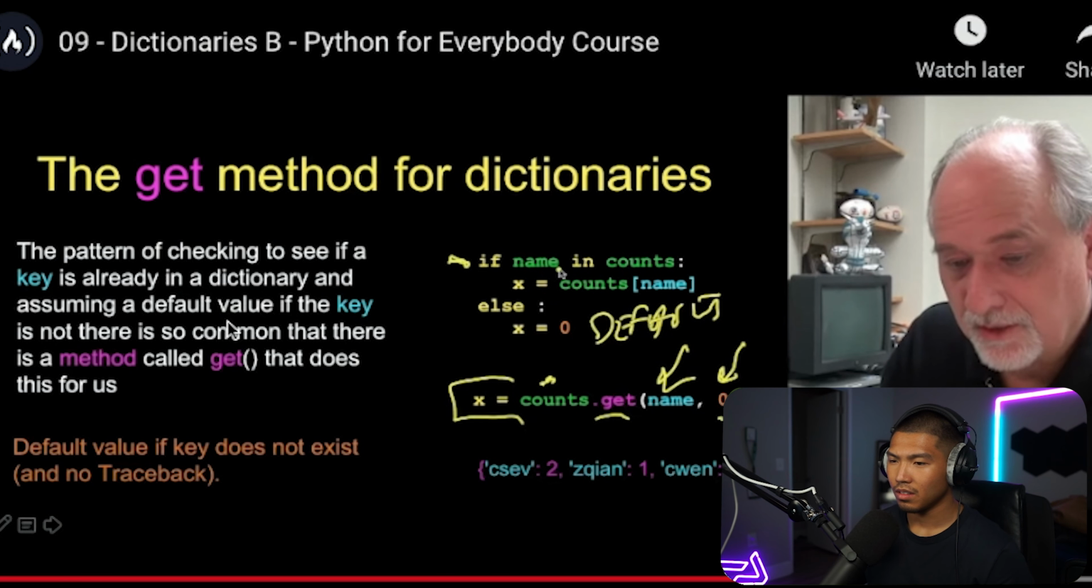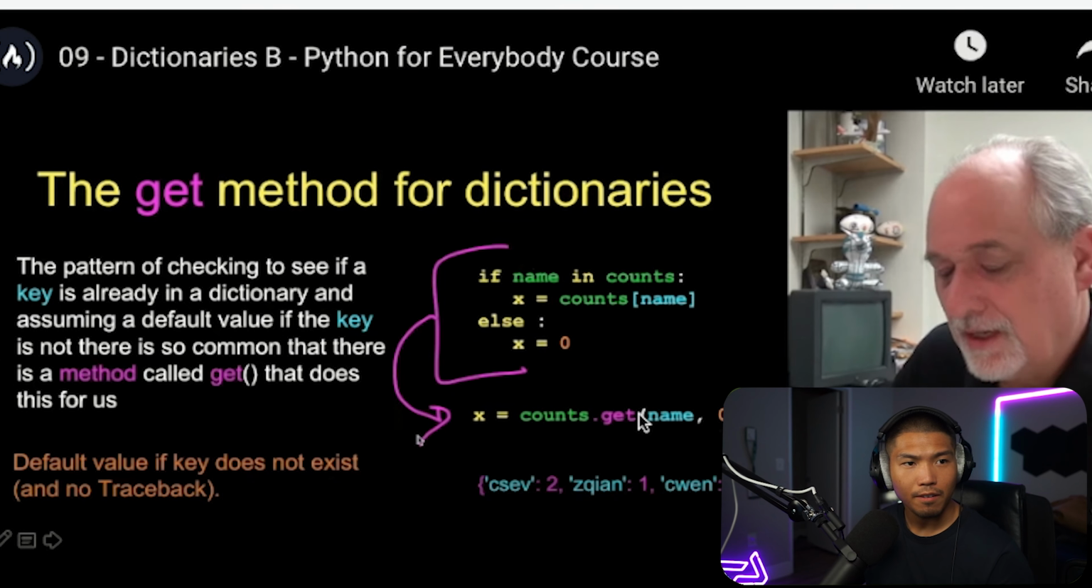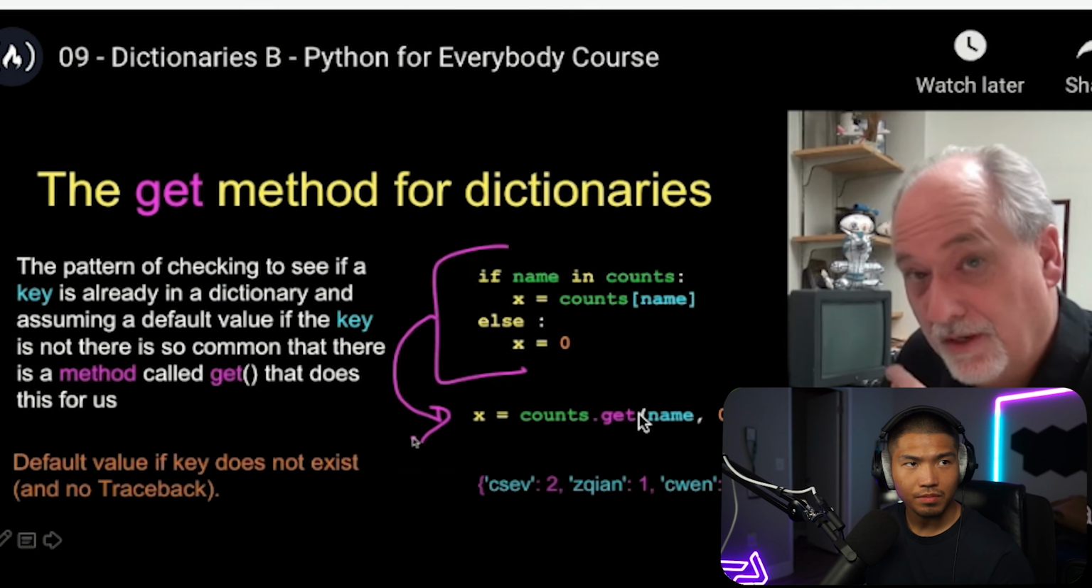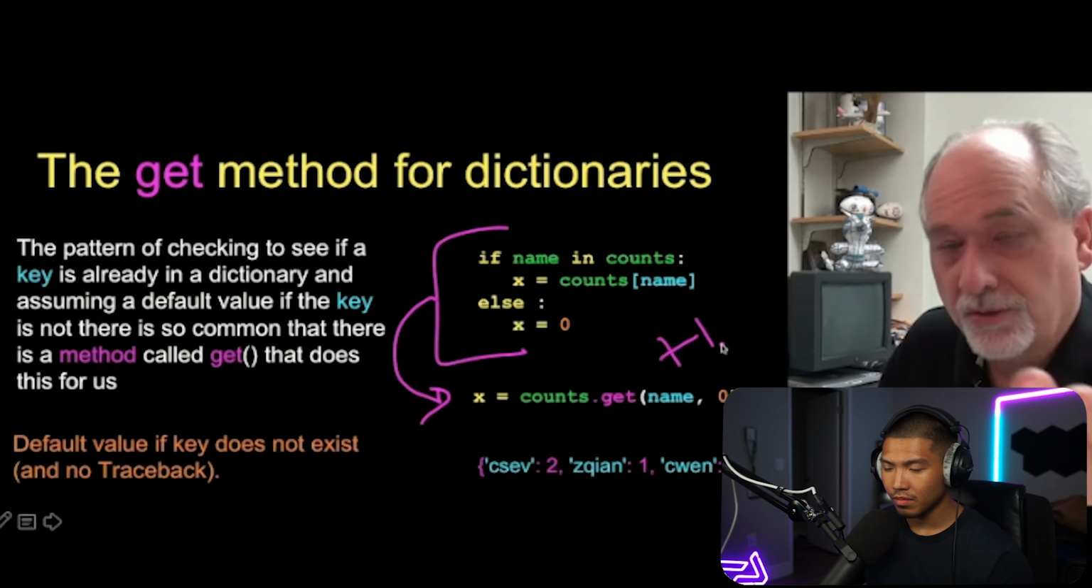So the best way to think about this is those 4 lines are equal to that 1 line because x is either going to be whatever was in there before if it exists or it's going to be 0. So is get our way to have no traceback? I think that's what he's saying right here. Default value if key does not exist and no traceback. Now, the nice thing about 0 is the next thing we're going to do is we're going to add 1 to it. So that's going to get us to 1.